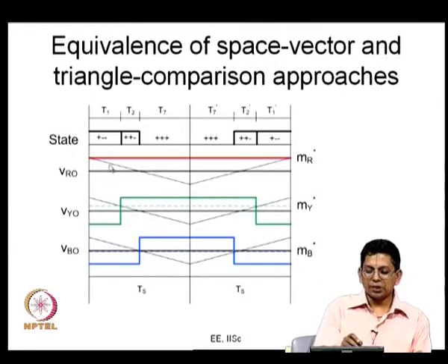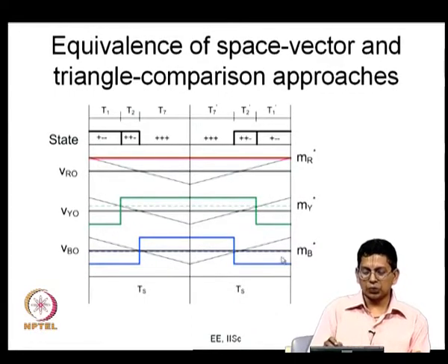VRO average is same as VRO itself and you can consider an equivalent MR star, and VYO average is shown by the dashed line here, and that the MY star is a scaled version of that equivalent modulating signal. Similarly, VBO average is now something very close to 0 in this case and it is MB star now. MR star, MY star and MB star can be compared with a triangular carrier as we did before.